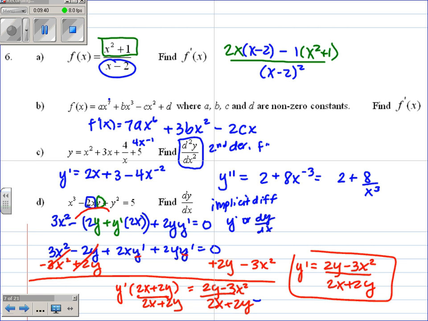Oh, I'm sorry, this is a negative. This should be a negative right here. Don't forget, distribute the negative. So we have a negative 2x plus 2y.